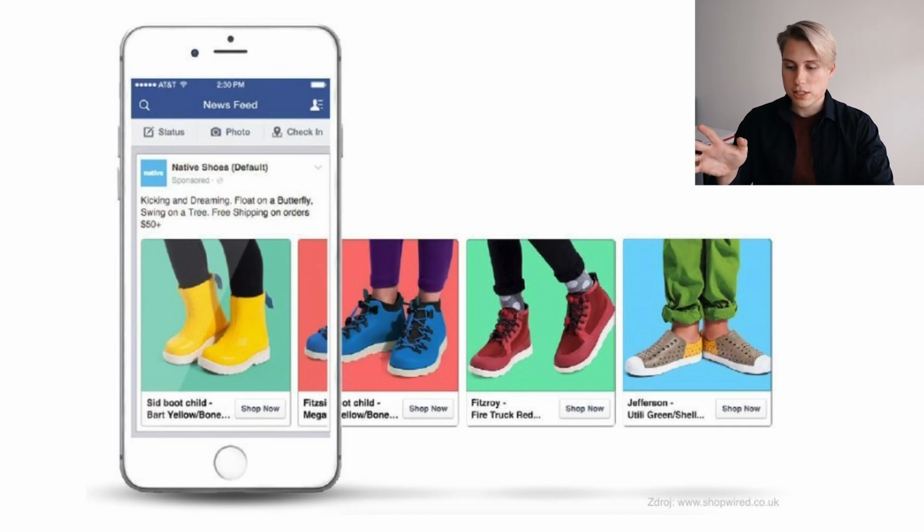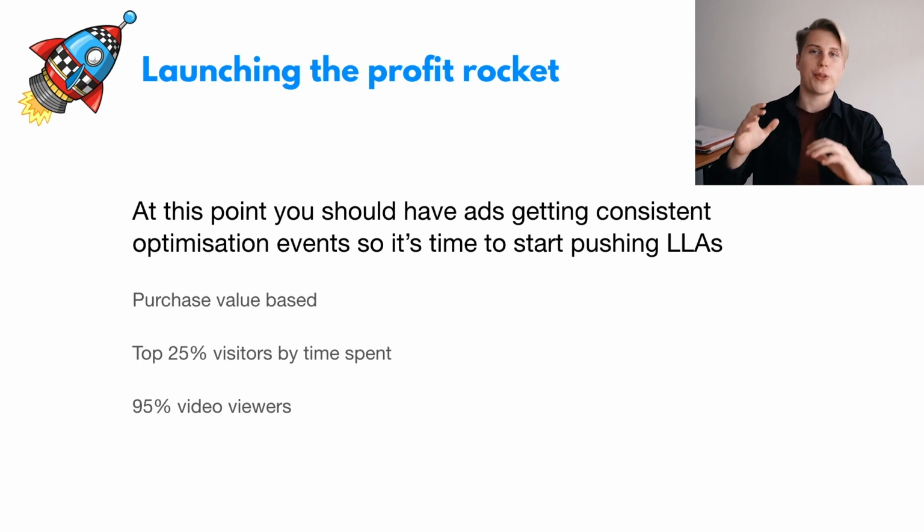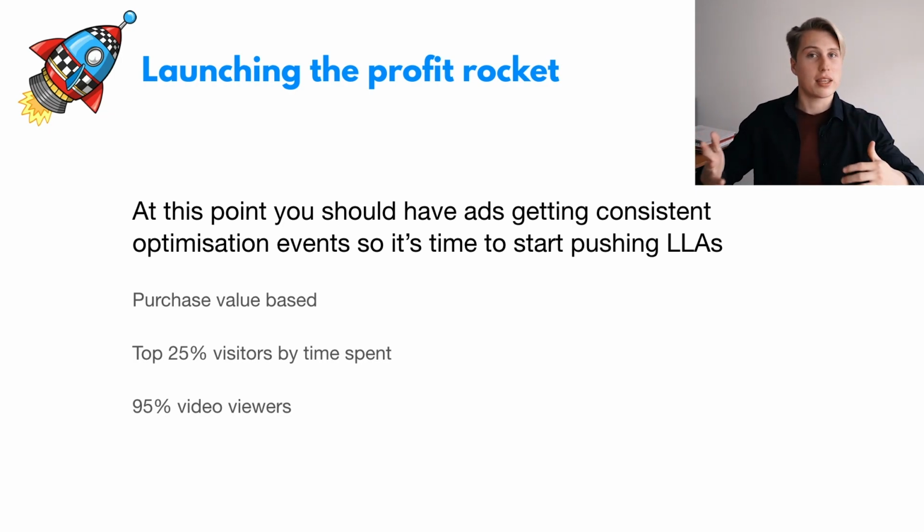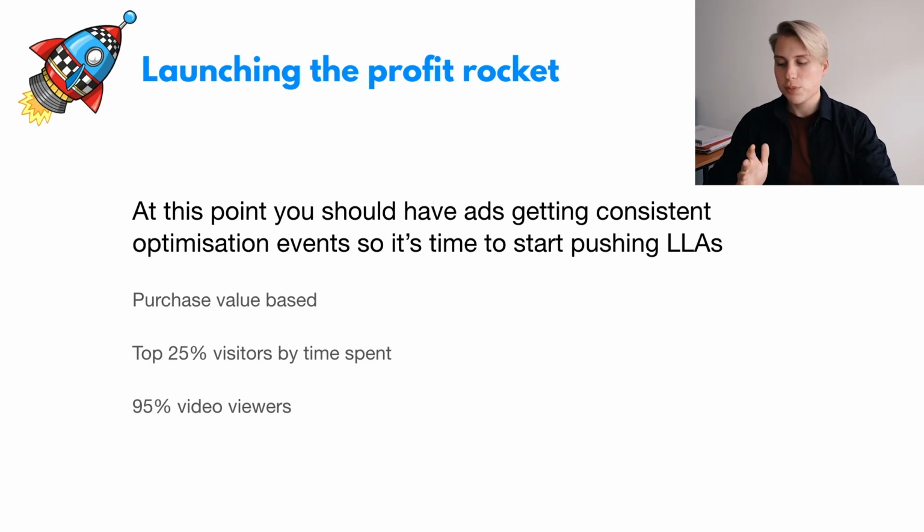Okay. At this point, we are launching what we call the profit rocket. And this is the excitement part of Facebook ads. This is where you get to sit back and say, wow, I'm actually making some money now. So at this point, you should have ads getting consistent optimization events. And optimization events are purchase, add to cart, and initiate checkout. So it's time to start pushing your lookalike audiences.